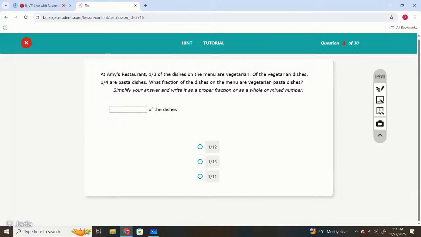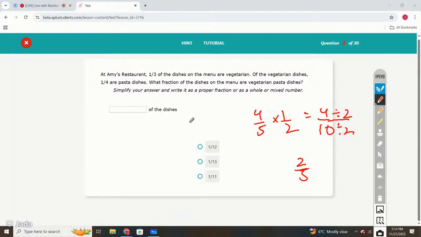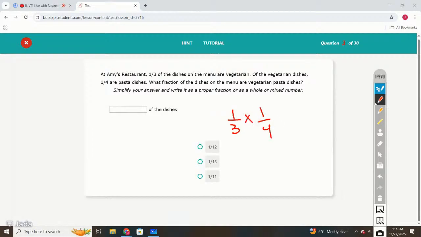At Amy's restaurant, one third of the dishes on the menu are vegetarian. Of the vegetarian dishes, one fourth are pasta dishes. What fraction of the dishes on the menu are vegetarian pasta dishes? Simplify your answer and write it as a proper fraction, whole number, or mixed number. So we need to simplify them also. We have to do 1 by 3 times 1 by 4. Which is the correct option?